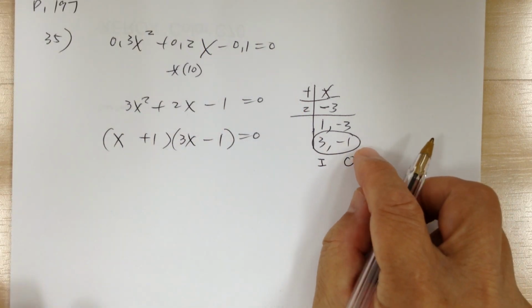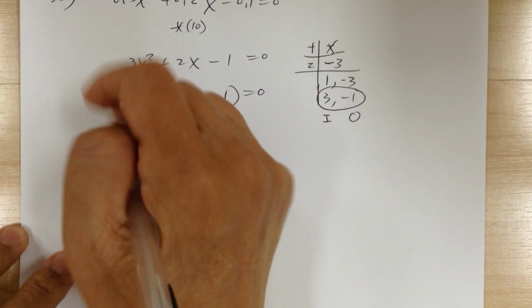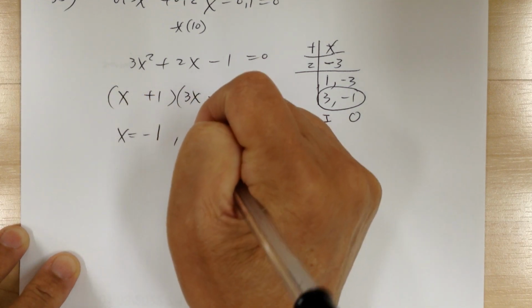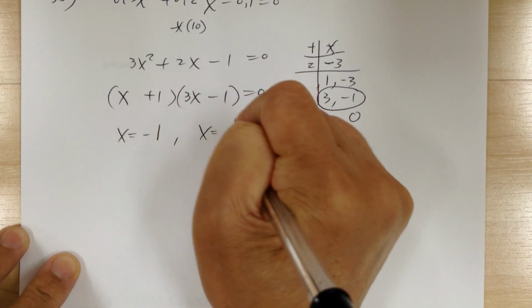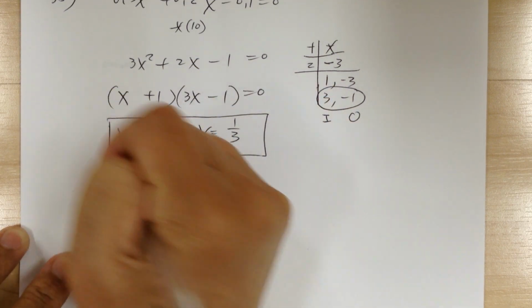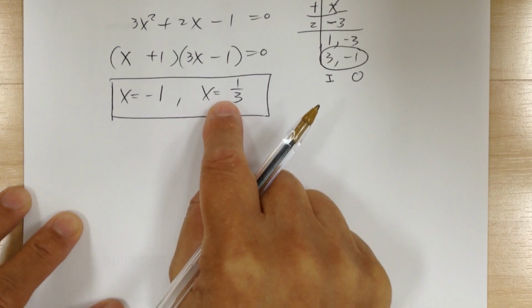Okay. Then from here, you set each part equal to 0 and solve. So you're going to get x equal to negative 1, and you're going to get x equal to 1 over 3. Now you can write your answer this way, or you can write it in a solution set, either way.